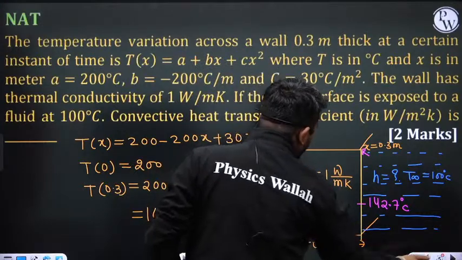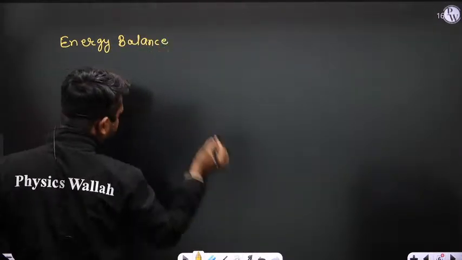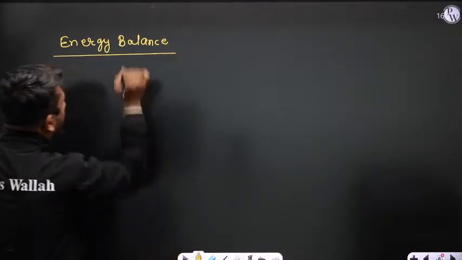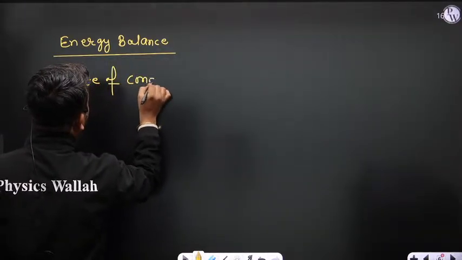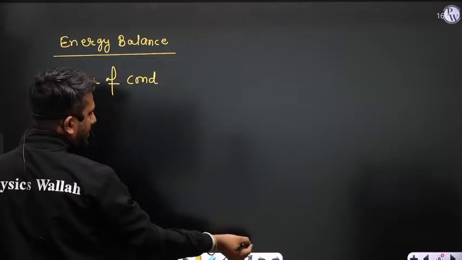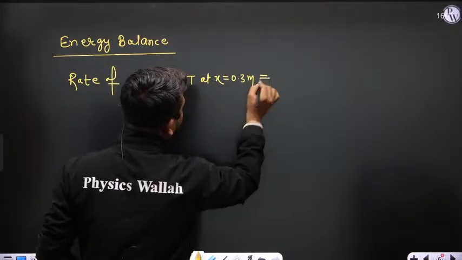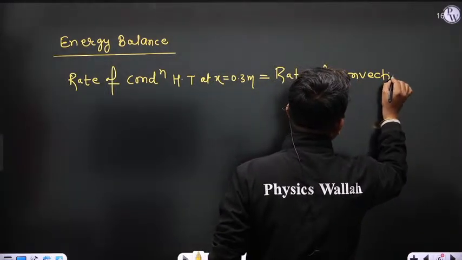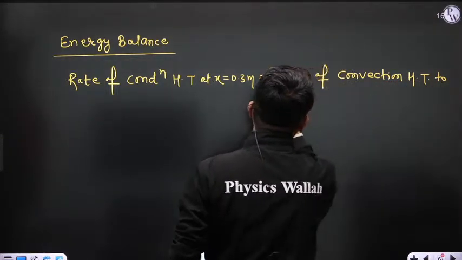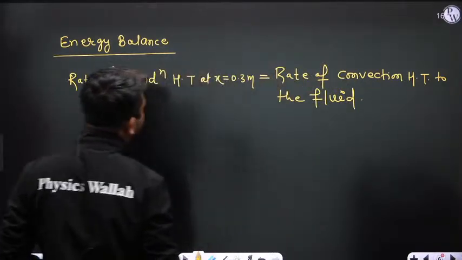So if you apply the energy balance, you can say the rate of conduction heat transfer at x equal to 0.3 meter is equal to the rate of convection heat transfer to the fluid. So what is the rate of conduction heat transfer at x equal to 0.3 meter?